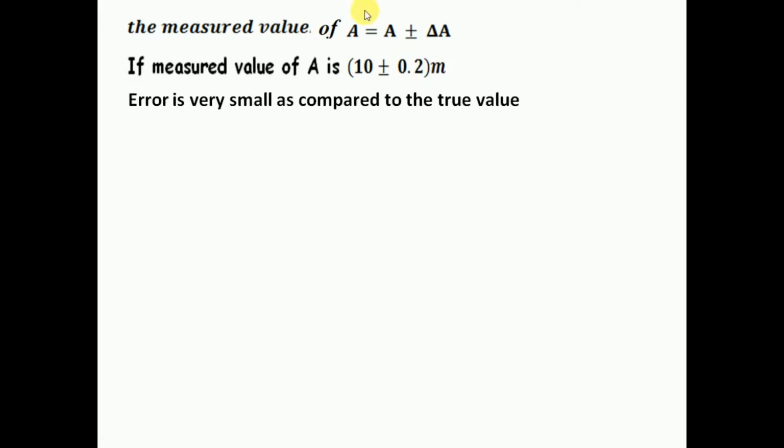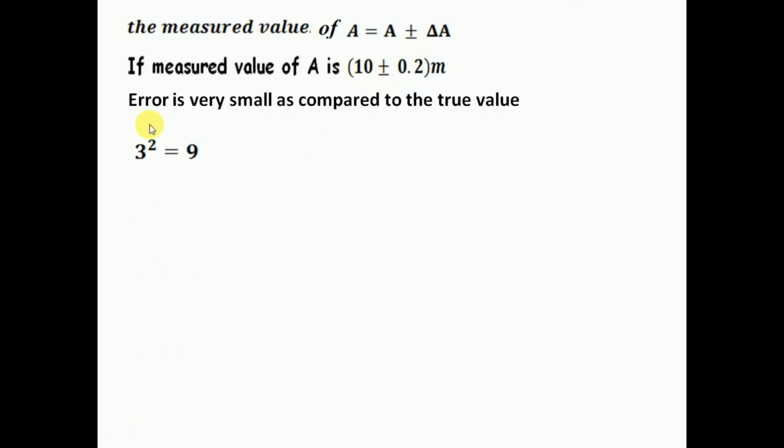As we all know, we write the corrected form of a measurement in this way: a plus minus delta a. Here a is the true value and delta a is the mean absolute error. For example, 10 plus minus 0.2 meter, and here you can see the error is always smaller than the true value.